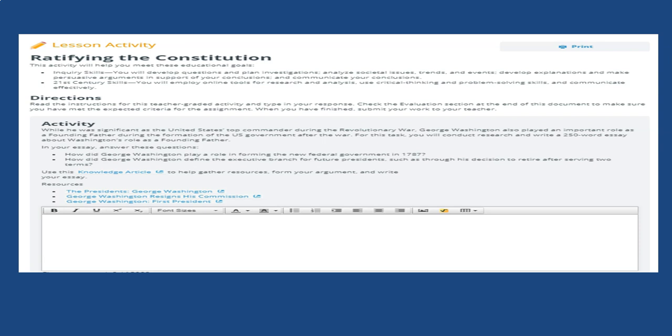The prompt that you will be addressing first is, how did George Washington play a role in forming the new federal government in 1787? How did George Washington define the executive branch for future presidents, such as through his decision to retire after serving 2 terms? And you're supposed to put together an essay, again, at least 3 paragraphs, that talks about this.